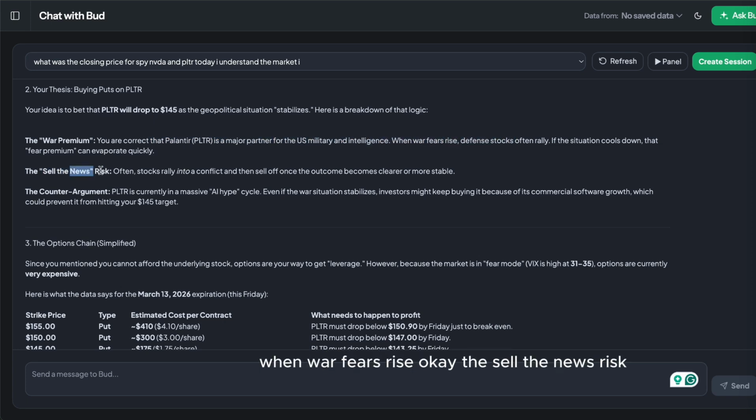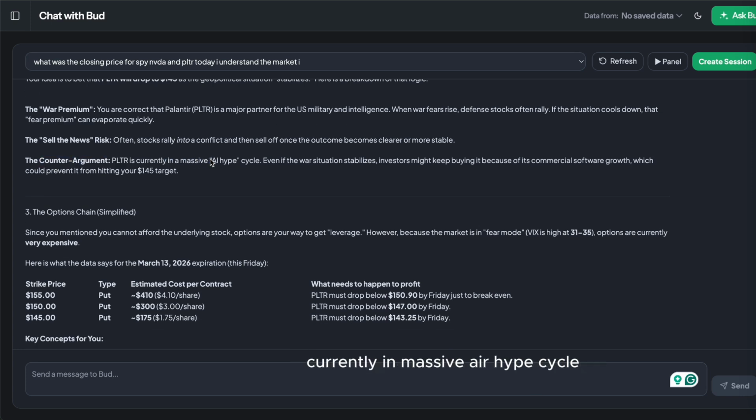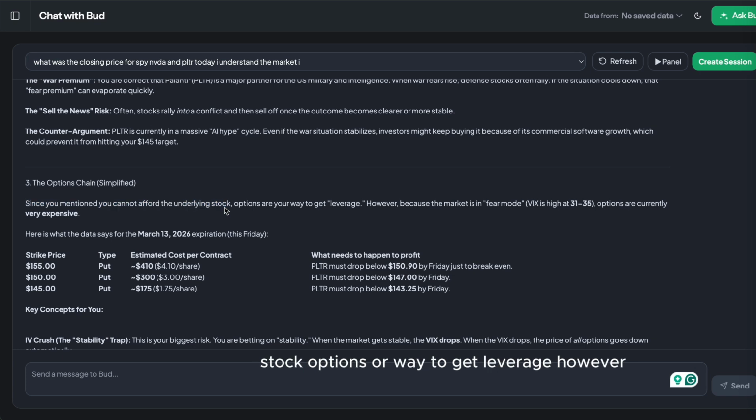Okay, sell the news risk often. Stocks rally into conflict and then sell off. Okay, the counter argument: PLTR is currently in a massive AI hype cycle. Even if the war situation stabilizes, since you mentioned you cannot afford the underlying stock, options are a way to get leverage. However, because the market is in fear mode, see the VIX is elevated, options are currently very expensive.